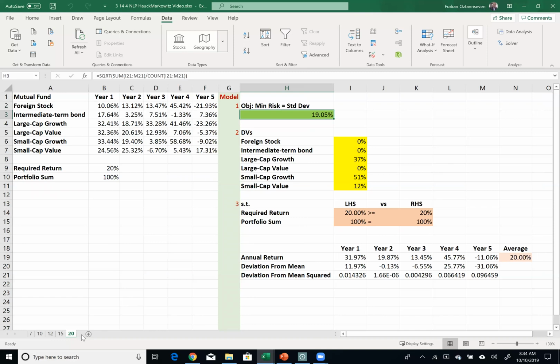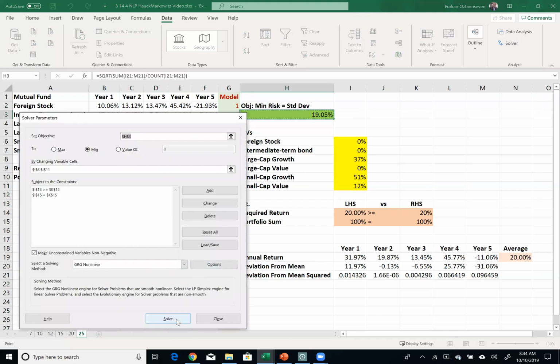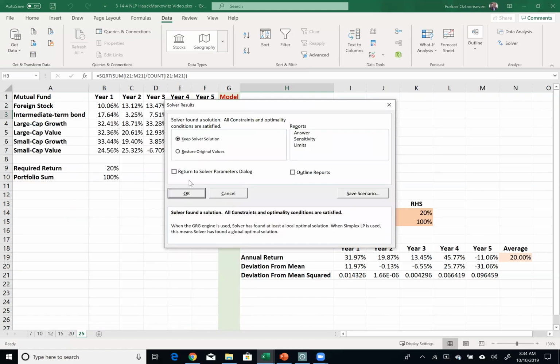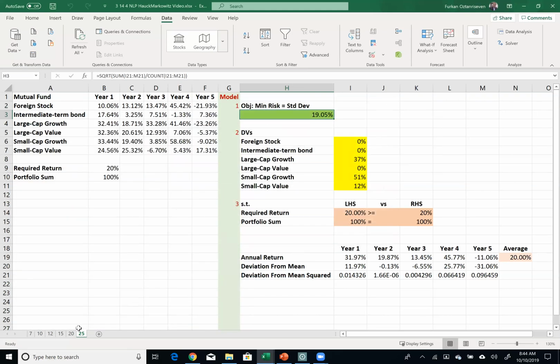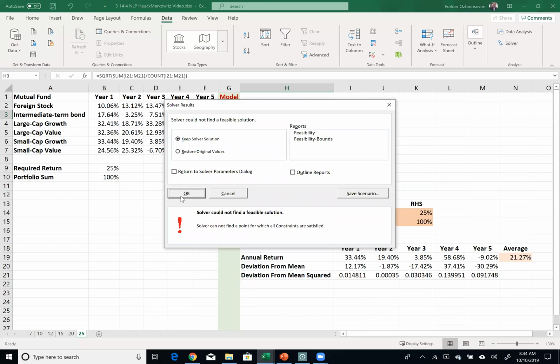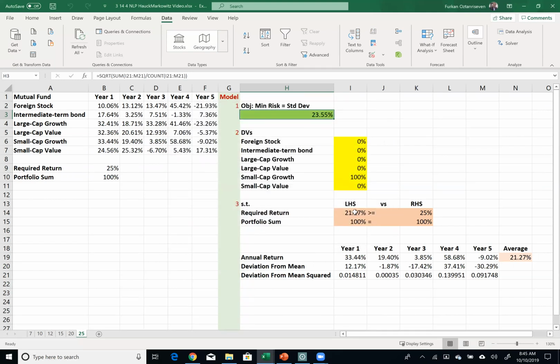How about if I want to get 25% return on average? Let's see what's going to happen. Oh, looks like I forgot to type 25 here. Let's do 25 and try to solve it again. Oh, Solver could not find a feasible solution. Looks like I cannot get 25%. The highest I can get is 21.27% by investing everything into small cap growth, but that will give me a higher risk. Okay, so this is the idea of high risk, high return.